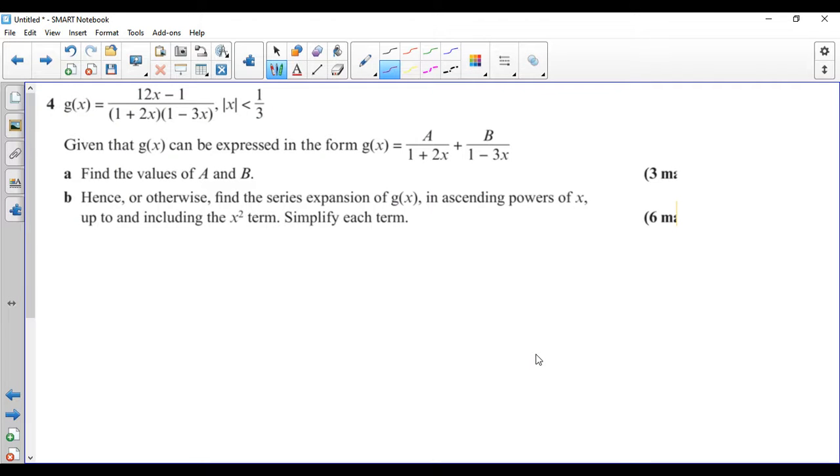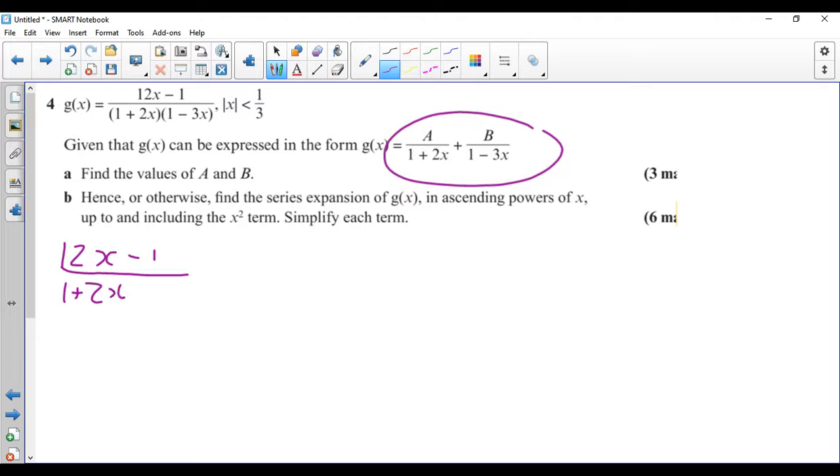Exercise 4C, question 4. Okay, so we have been given a function and asked to express it in the form a over 1 plus 2x plus b over 1 minus 3x. In other words, partial fractions. So let's start by writing it up. So I've got 1 plus 2x and 1 minus 3x on the bottom, and I'm splitting that up into a over 1 plus 2x plus b over 1 minus 3x.